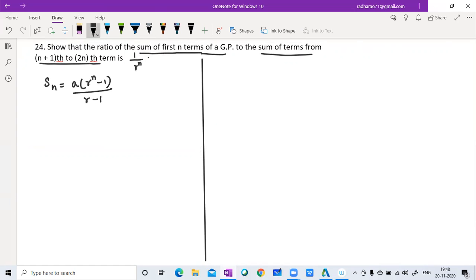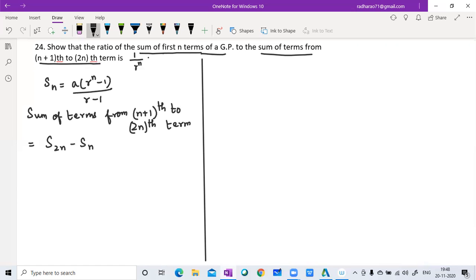What is the next one? Sum of terms from n plus 1 to 2nth term. That is given by the sum of the first 2n terms minus the sum of the first n terms.